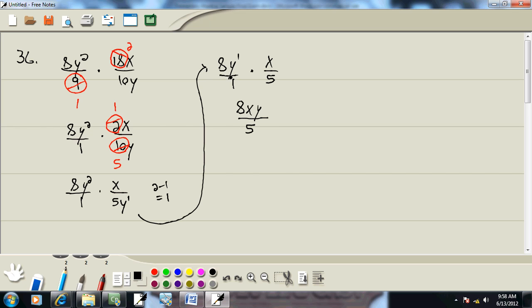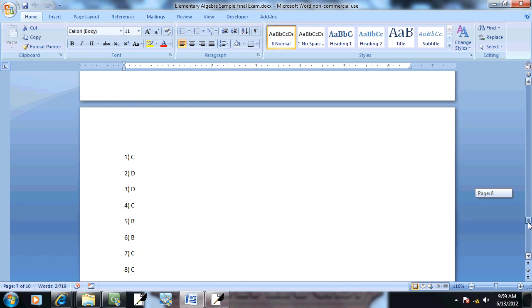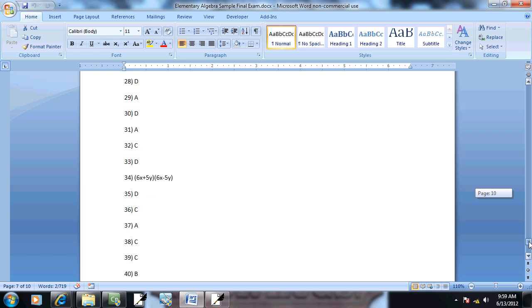Now I didn't drop the 1 here because for some people it's handy to see it in fraction form. We just multiply straight across. So our answer is 8xy over 5. 8xy over 5 is C, so 36C. And that checks.